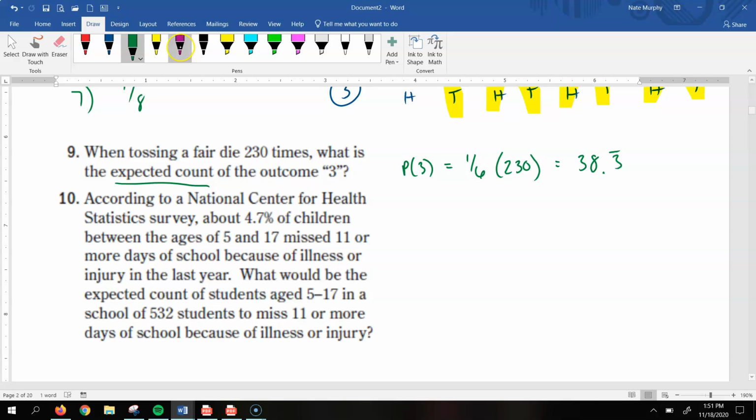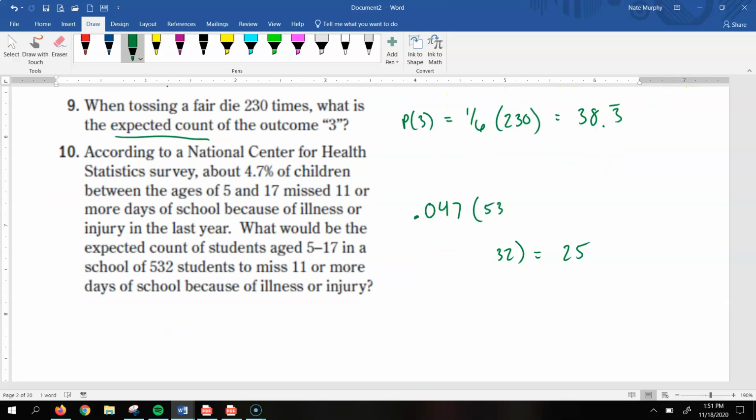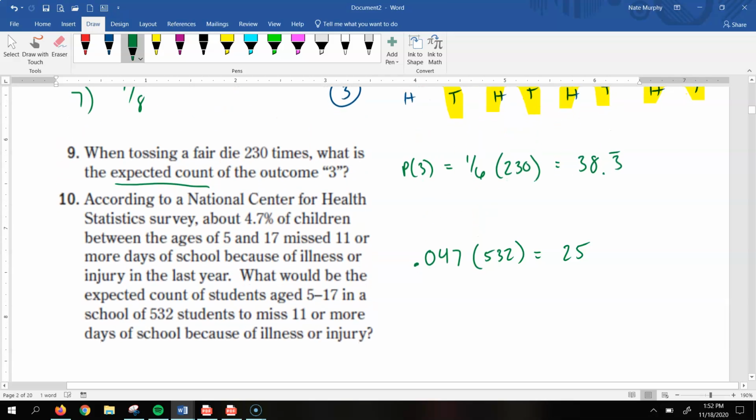Well, we're just going to take that 4.7%, which as a decimal is 0.047, times the 532 students. And when you do that, we get about 25 students. Okay, so that would be your answer for number 10. So again, to find that expected count, you just take the probability times the number of times it happens.